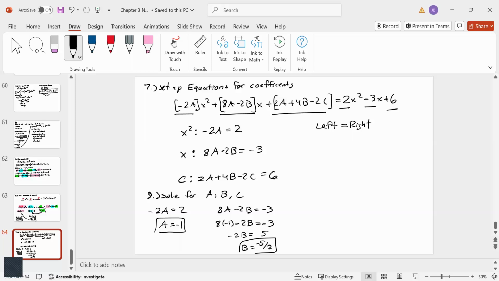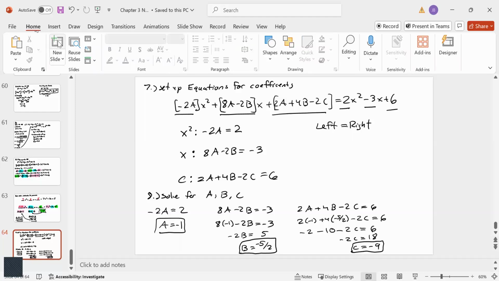And of course, now that we have a fraction, our life becomes more annoying. So 2a plus 4b minus 2c equals 6. 2 times negative 1 plus 4 times negative 5 over 2. Well, not too bad because those become nice numbers. Negative 10. If I add over 12, I get negative 2c equals 18. And so c is equal to negative 9. And that's my coefficients.